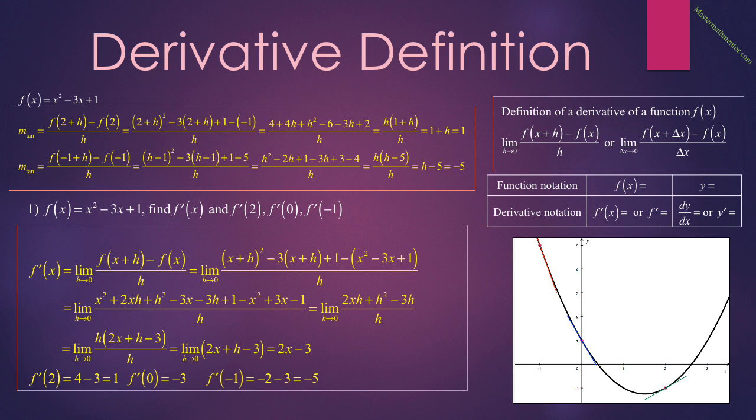Although not necessary to the problem, we graph the function f of x equals x squared minus 3x plus 1, and we show tangent lines at x equal to 2, 0, and negative 1. At x equal to 2, we show the green tangent line, and the slope of that is 1. At x equals 0, we show the tangent line in blue, and the slope of that is negative 3. And finally, at x equals negative 1, we show the tangent line in red, and the slope of that line is negative 5.